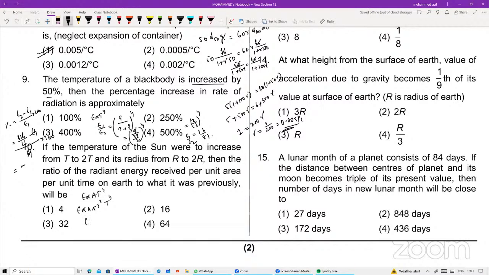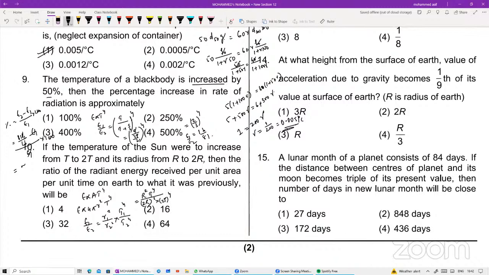ठीक है ना. So I can write directly here E1 by E2 will be equal to R1 square divided by R2 square into T1 to the power of 4 divided by T2 to the power of 4. ठीक है ना. So that will be equal to how much? Everything is given right now in the diagram for me. R1 is equal to R, यानी ये हो गया मेरे पास capital R square, temperature is T power 4, divided by R2 is nothing but 2R to the power of 2, into the temperature 2T to the power of 4.